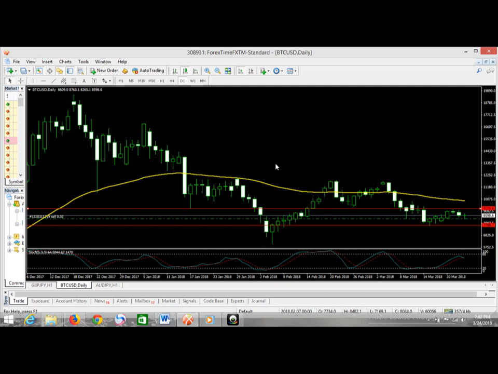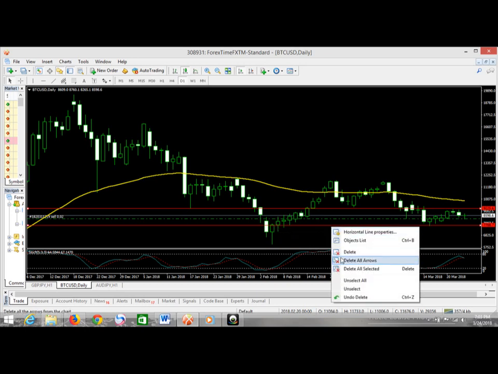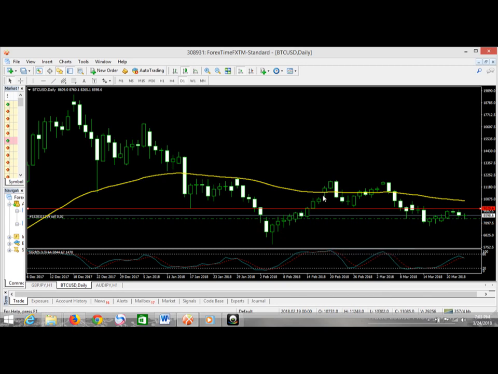Okay. Hello everyone. I want to do a short video on how to trade Bitcoin or any other cryptocurrency on the MT4, or on margin trade. Okay, so this is how the trading platform looks like.